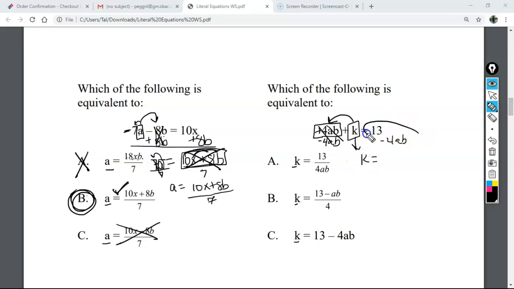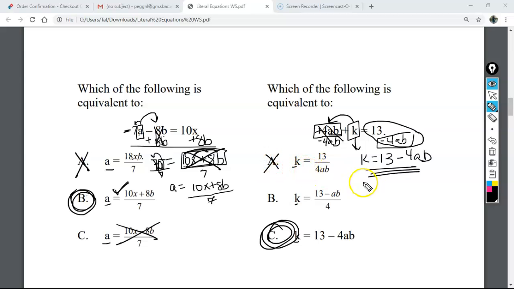And I cannot combine these because 13 is just a constant. So I'm going to put 13, and then I'm just going to put minus 4ab. This is my final answer, which matches answer choice C. Again, sometimes people may have said, let me divide out the AB on both sides. That's where they got this. They could have divided, because these look like they're multiplying. They could have divided both sides by 4ab.